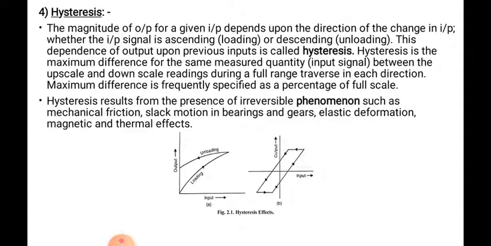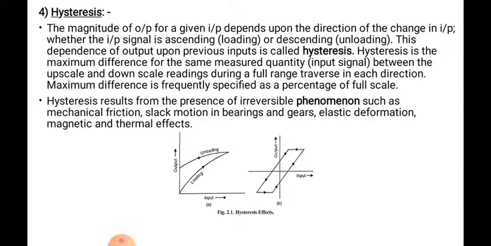Then the maximum difference is frequently specified as a percentage of full scale. Then hysteresis results from the presence of irreversible phenomena such as, now the question may arise, why the instrument shows that difference while unloading and loading. Each and every one may have that question in mind. That difference is only because of mechanical friction, slack motion in bearing and gear, elastic deformation, magnetic and thermal effects, and inertia of the moving part.